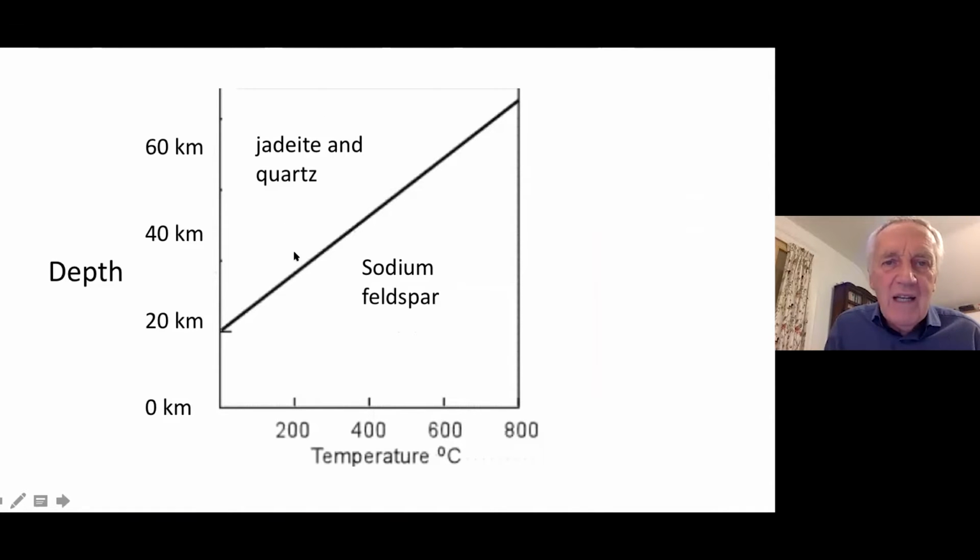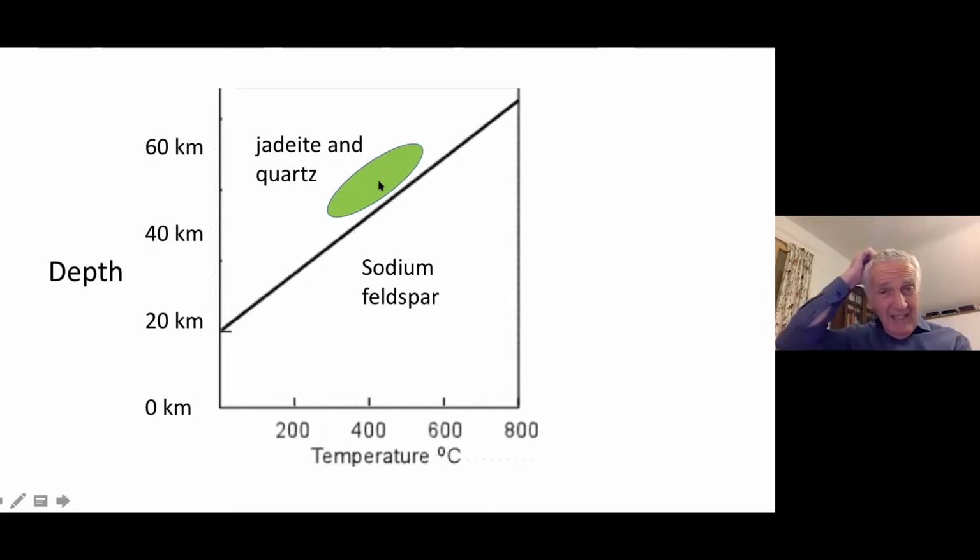They were formed in conditions above this line. Here, the temperature: 200, 400, 600, 800 degrees. And the conditions were probably somewhere within that green ellipse, that sort of region. Now look where we are, 50 kilometers below the surface. Wow. So how did it get there and how did it get back?